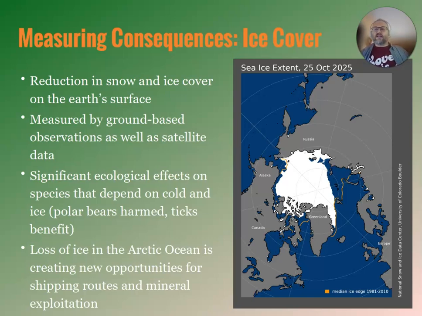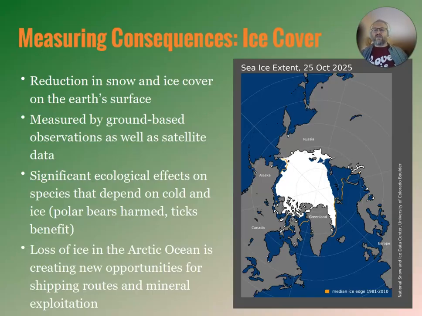Okay, so let's now look at some of the consequences of climate change that we can measure. So one important consequence of climate change is changes in ice cover. If the Earth is getting warmer, we're going to see less ice, both ice and snow on the land and sea ice, so ice covering ocean areas such as the Arctic Ocean, which you see in the image there.